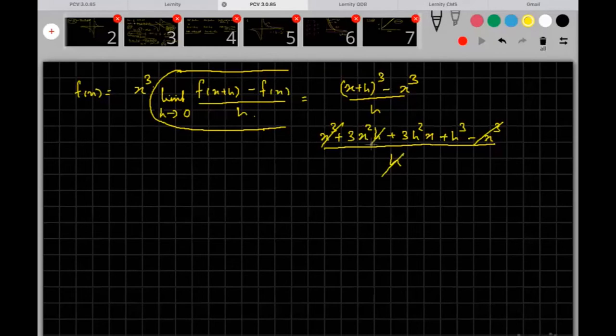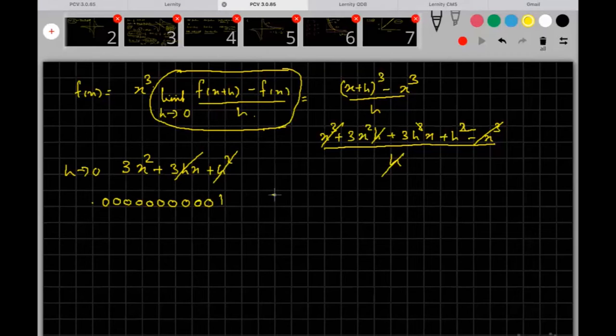Now this and this will become square. So if I perform this operation, I'll get 3x square plus 3hx plus h square. But I told you that h is close to 0. Close to 0 means how much? 0, 0, 0, 0, as many zeros as you can write, and then 1. So close. So I can say this is 0, I can say this is also 0, and I will get 3x square. Do you understand?